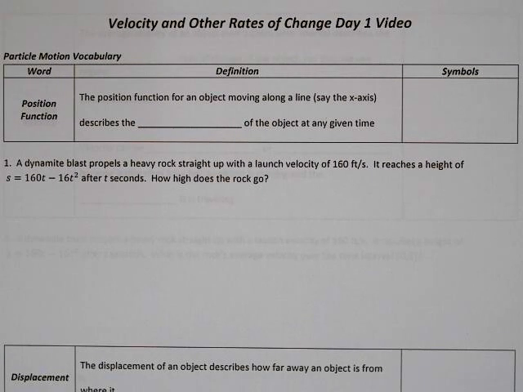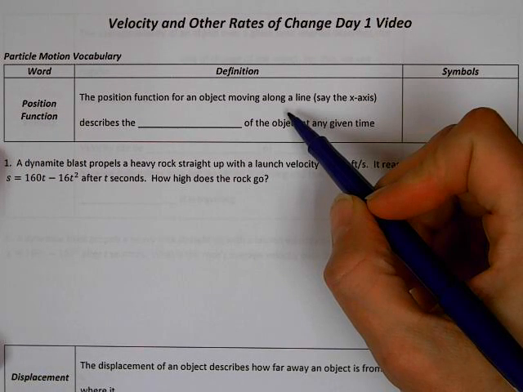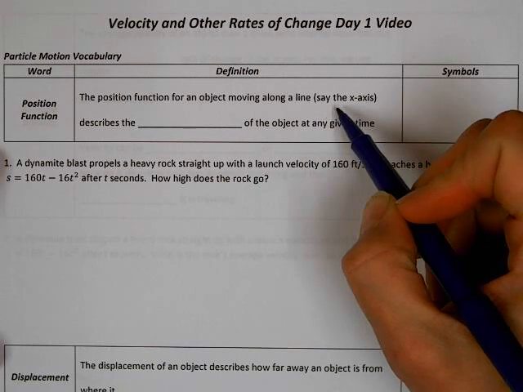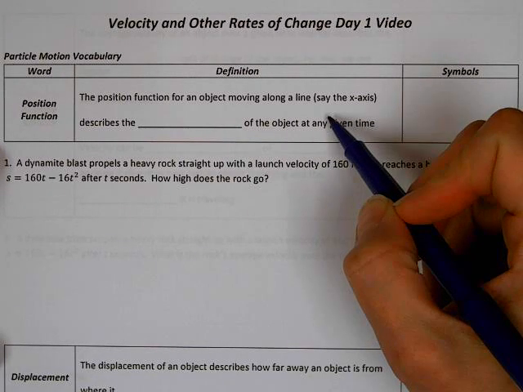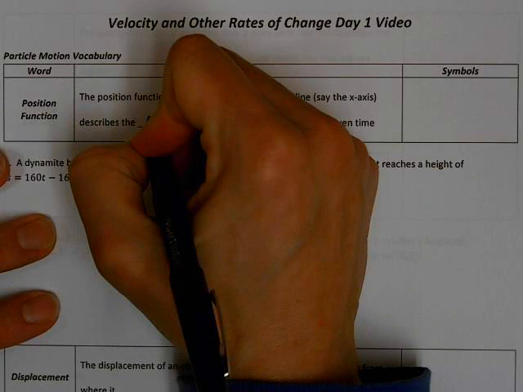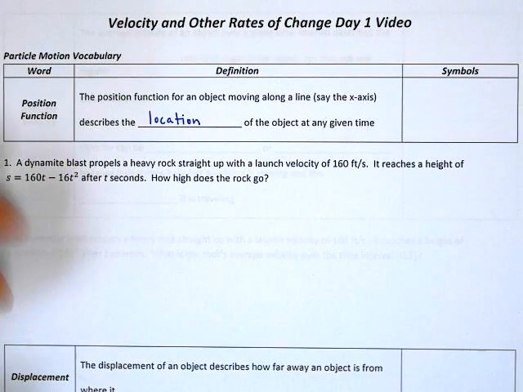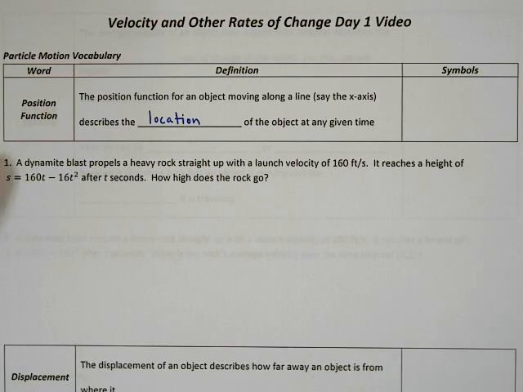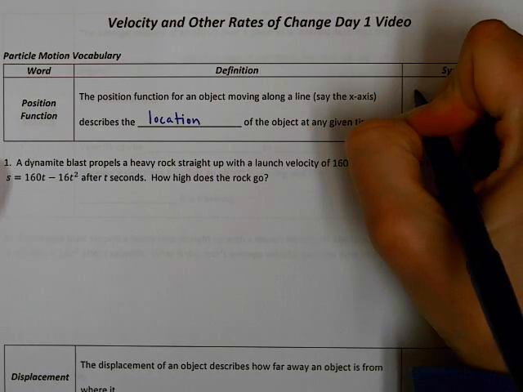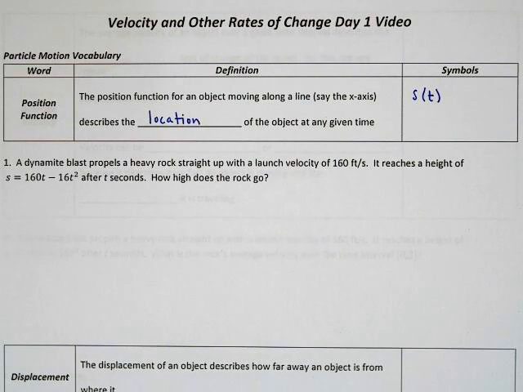So the first thing we have to be familiar with is our position function. The position function for an object moving along a line, say the x-axis. A lot of times we'll talk about things that are either moving along the x or y-axis. And this just describes the location of an object at any given time. So it just tells us where that object is at. And a lot of times you'll notice we use the function s for position. So you might see s of t for position.